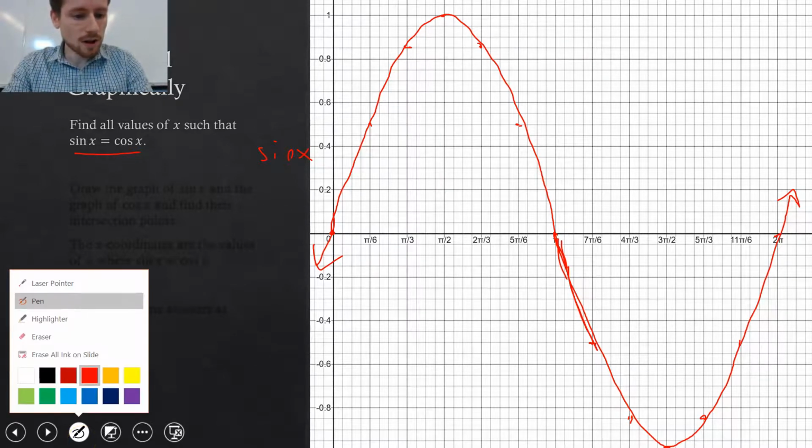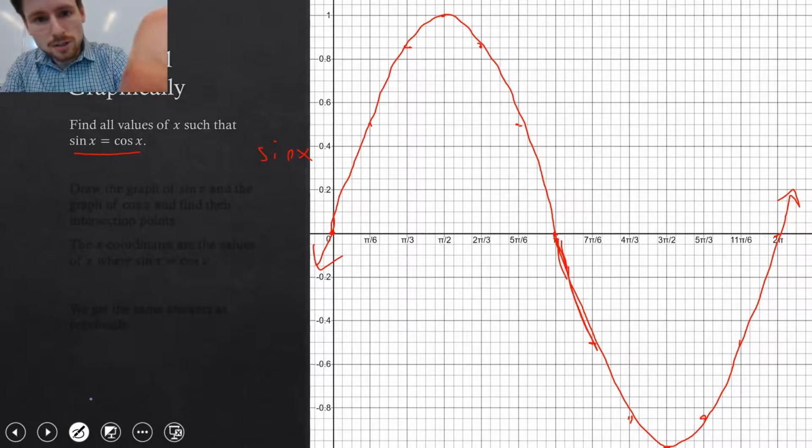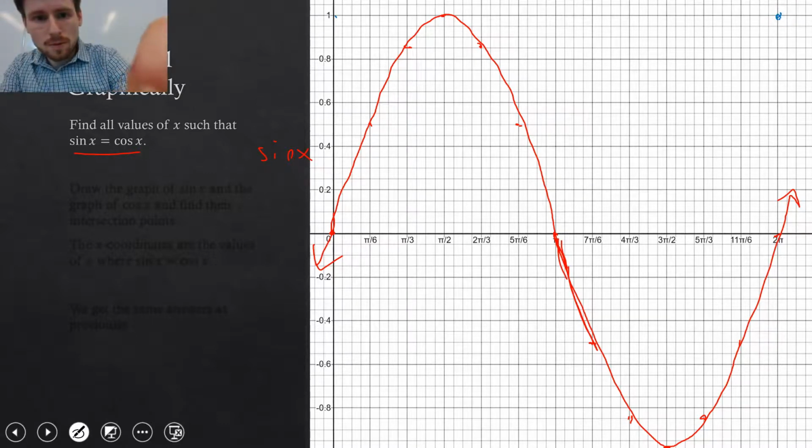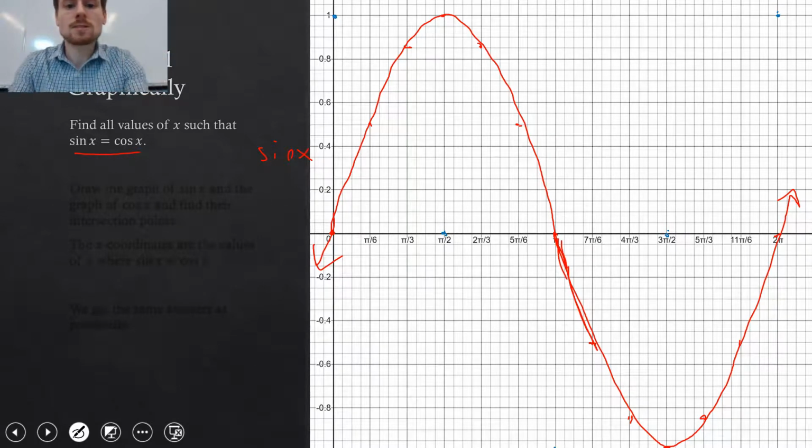Now we're going to go ahead and graph cosine. Cosine is 1 at 0. At 2 pi, it's at 1. And at pi, it's at negative 1. Pi over 2, it's at 0. 3 pi over 2, it's at 0. And then we have the in-between points.